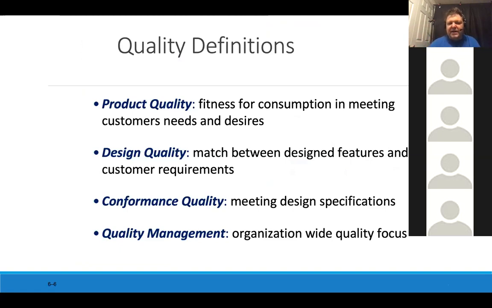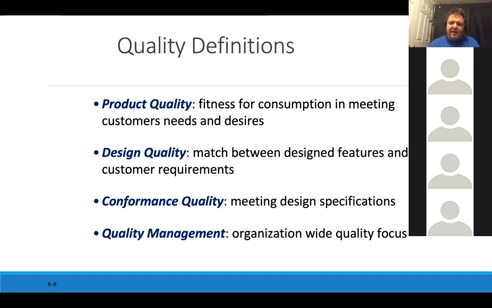So product quality is how fit the product is for the customer. Does it meet the customer's needs and desires? Similarly, I'm going to use the same term, design quality. So does it meet the customer's needs and requirements? Okay, so product quality equals design quality, no difference between the two.